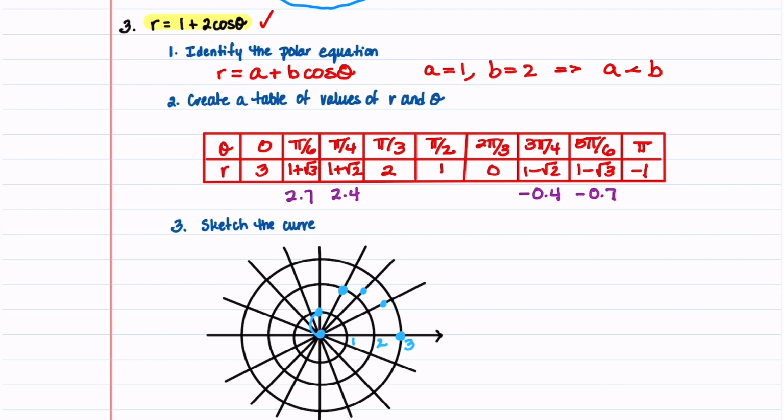At 3 pi over 4, which is here, we go to minus 0.4, so it's in the opposite direction. Then at 5 pi over 6, we have minus 0.7. And then at pi, we have minus 1. Let's trace out this part of the curve. So you can see that we've drawn half of the curve. And we can see from this graph what the other half will look like, and we'll go ahead and put that in.